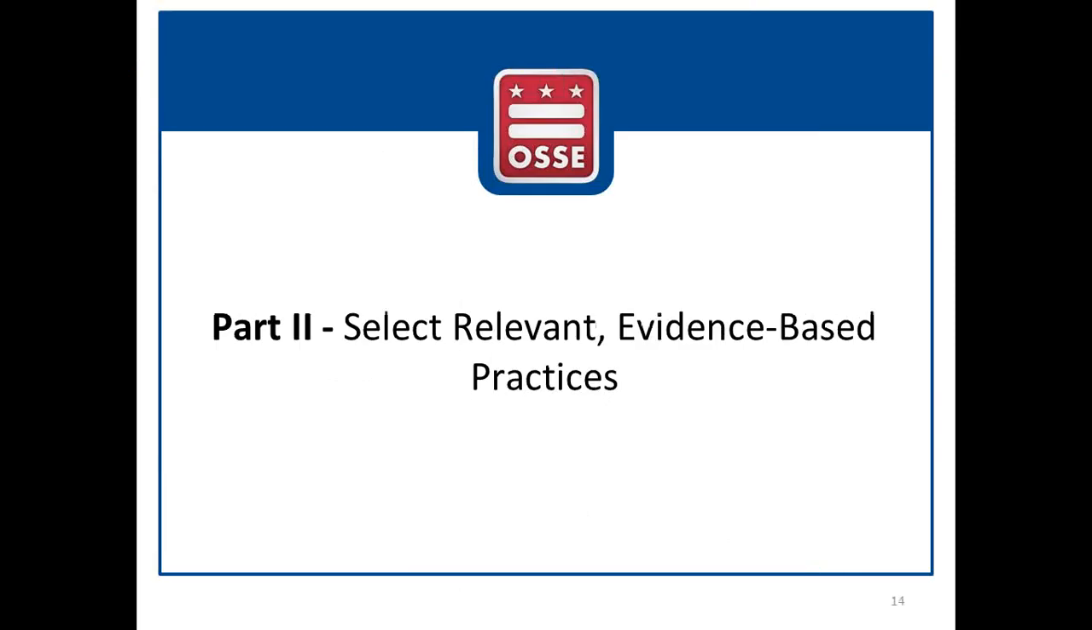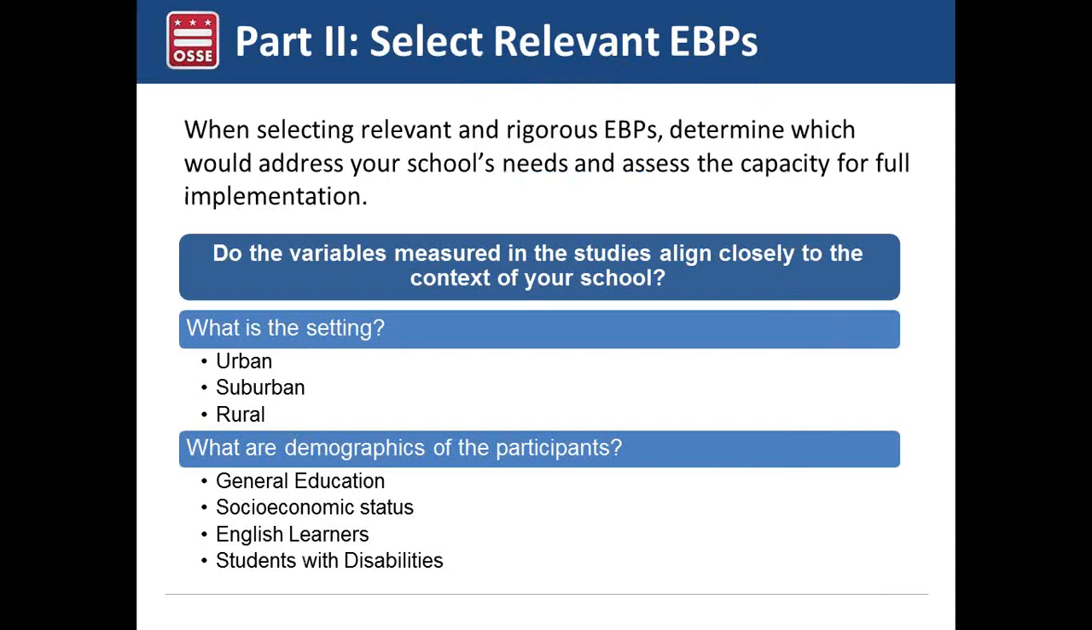Now we are going to look at selecting relevant evidence-based practices, part 2 of the 5-part plan. After teams have reviewed their data, they are charged with selecting interventions that are relevant to their needs and that are rigorous enough to help reach their goals. There are several questions that the team should ask as they are looking at the appropriate intervention to select. These are just some sample questions.